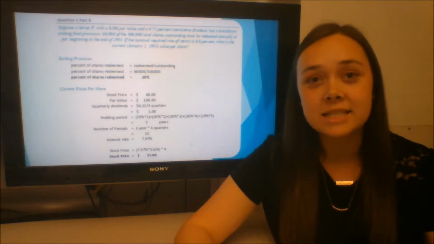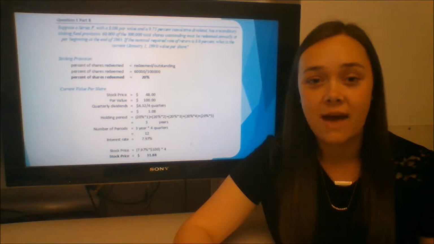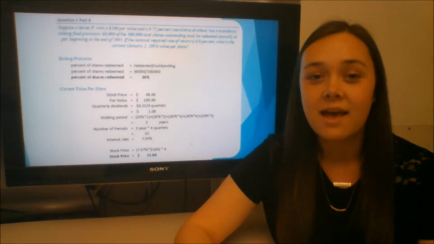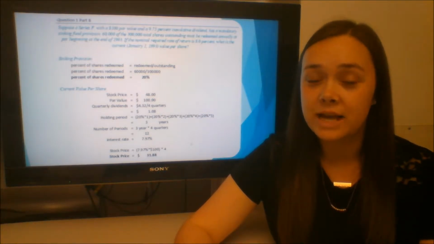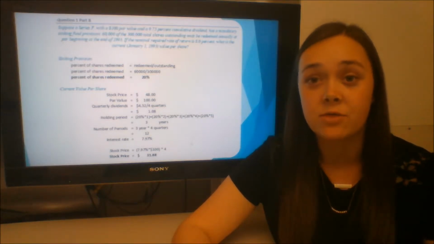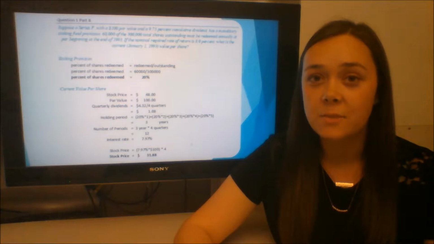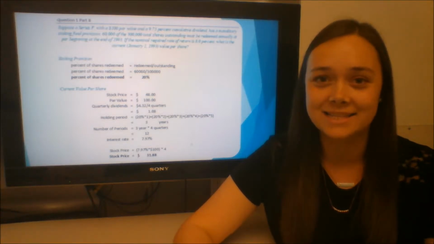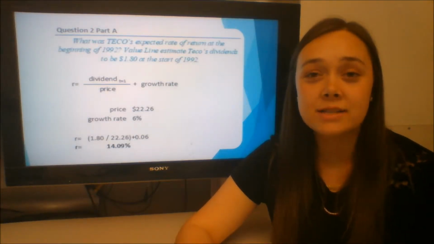Question 1 Part B asked us to look into the stock price, considering the fact that they had a sinking fund provision. With this, 60,000 of their 300,000 shares were redeemed each year, giving them an average holding period of about 3 years. With this, I found a stock price of $31.88. Now I will move on to question 2.